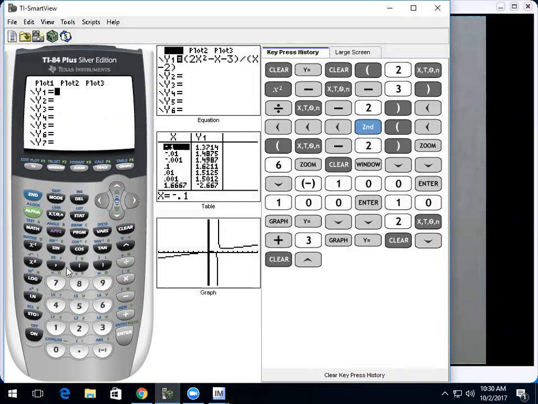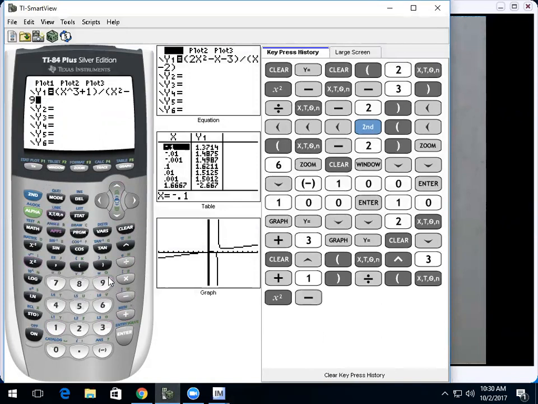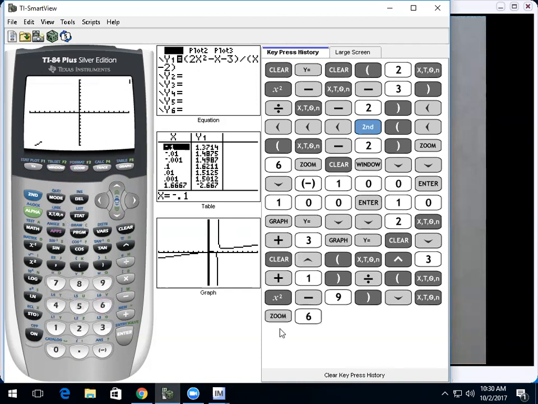It was x cubed plus 1 over x squared minus 9. I'm going to go ahead and put that oblique asymptote on there as well, y equals x. Won't you be happy to have that calculator?